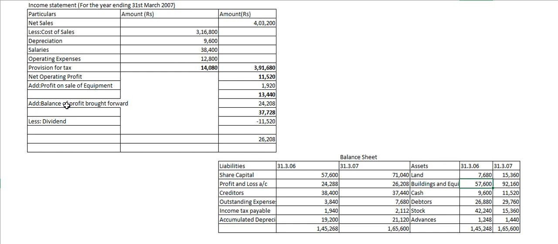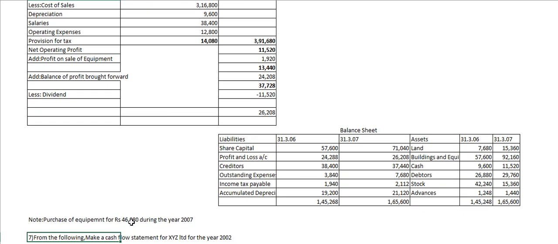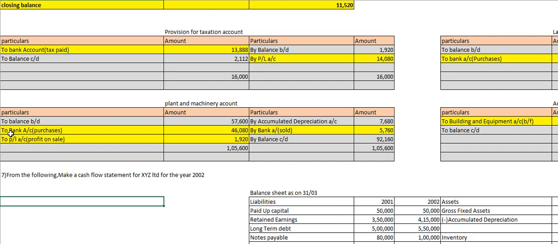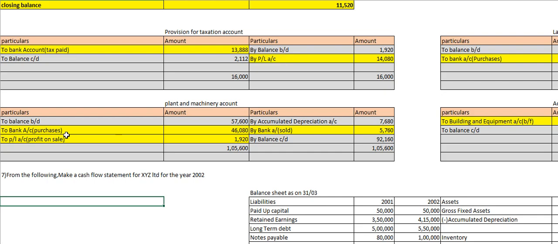So if you see, there is a note which is given in the question telling purchase of equipment for rupees 46,080 during the year 2007. So purchases means to bank account purchases 46,080, and in your income statement they have given profit on sale of equipment, which is 9,920. If it's a profit, you will transfer it to profit and loss account, wherein you will debit it. So it is to profit and loss account, profit on sale 1,920.